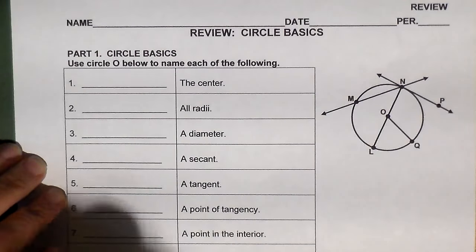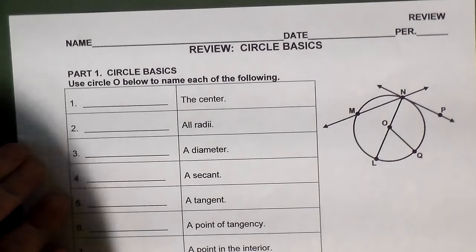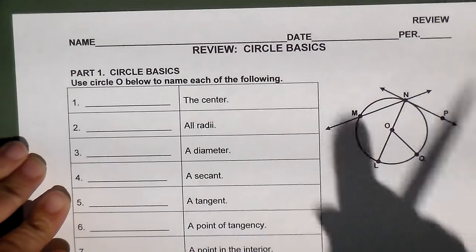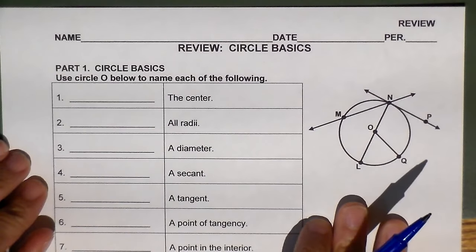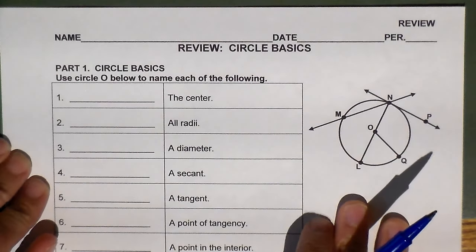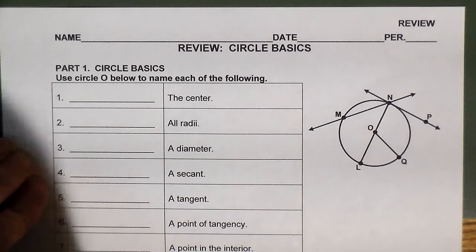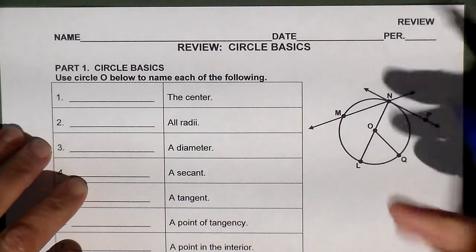Okay, so I'm going to attempt to get through this review as fast as I can and try to get this posted. But this is the review for our circles test, along with the yellow foldable and the purple that you're going to use, the purple with the degrees and radii and the purple foldable. So let's look at this pretty quick.